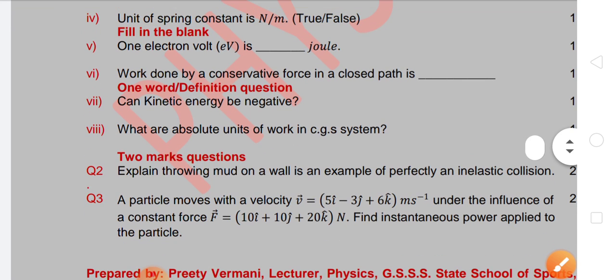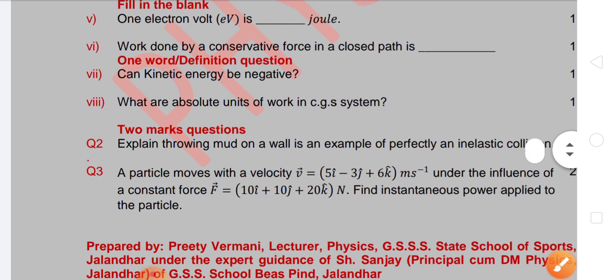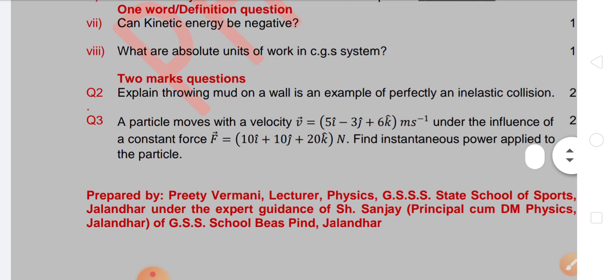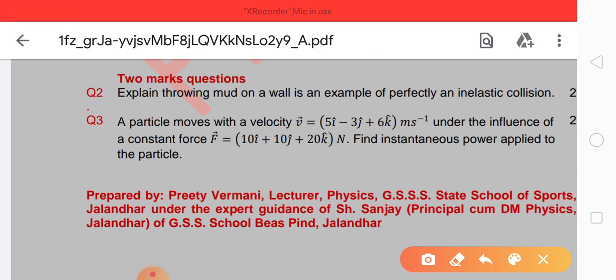Next is, what is the absolute unit of work in CGS system? In CGS system, the unit of work is erg, and joule in SI.